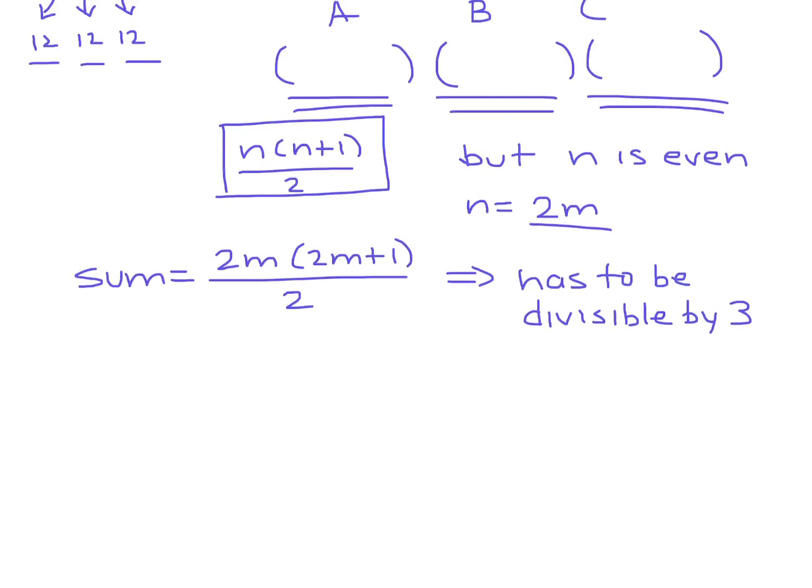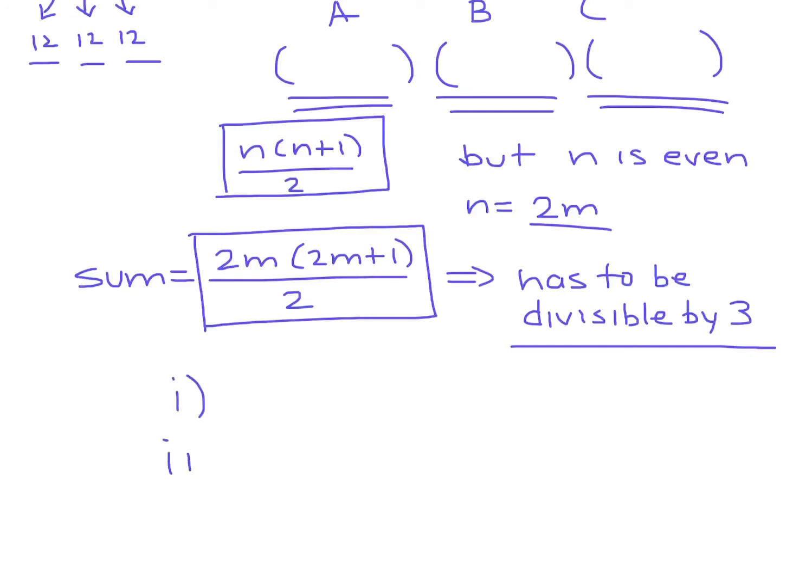So that is basically how we proceed with the question. This right here, we have to show that this is divisible by 3, yes or no? And if we do, then great, we proceed with what we have. If we don't, then it can't work. So the way we proceed is with 3 scenarios: Scenario 1, Scenario 2, and Scenario 3.